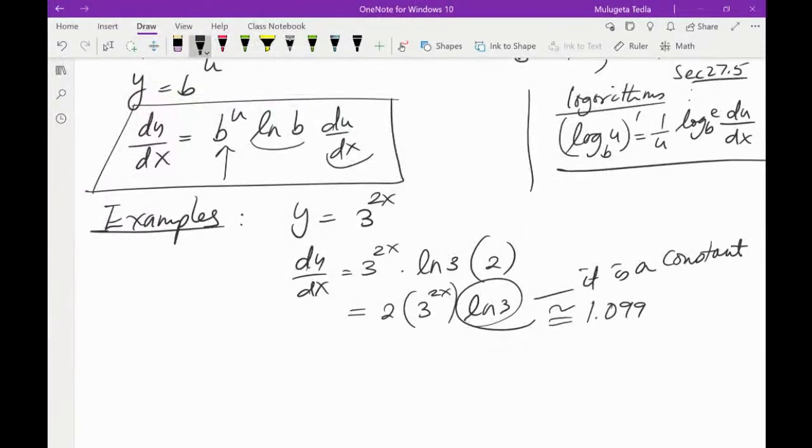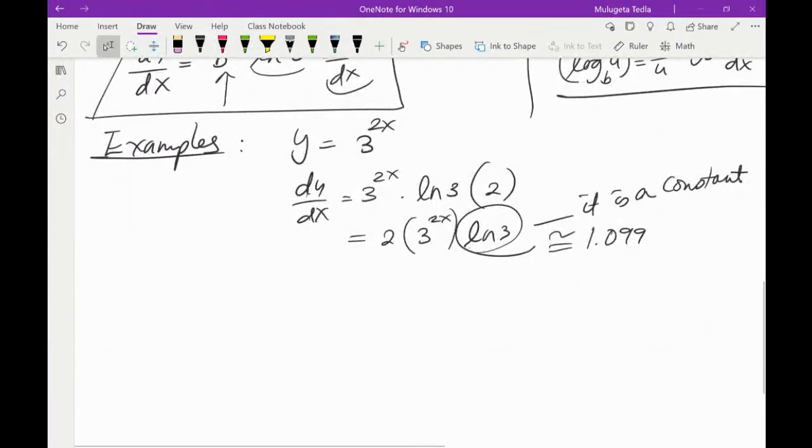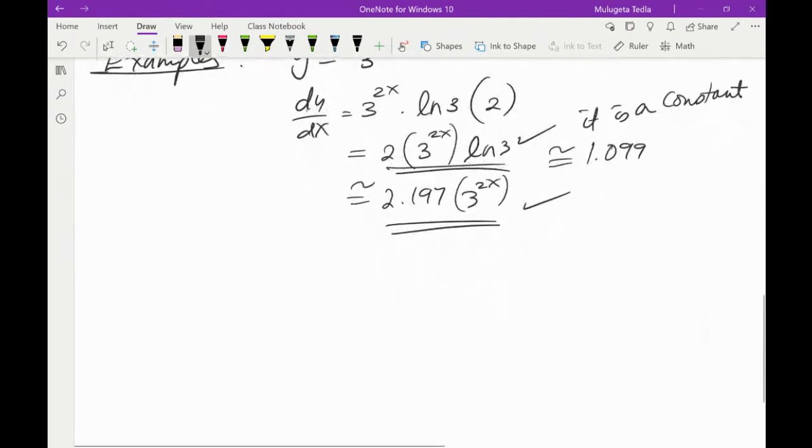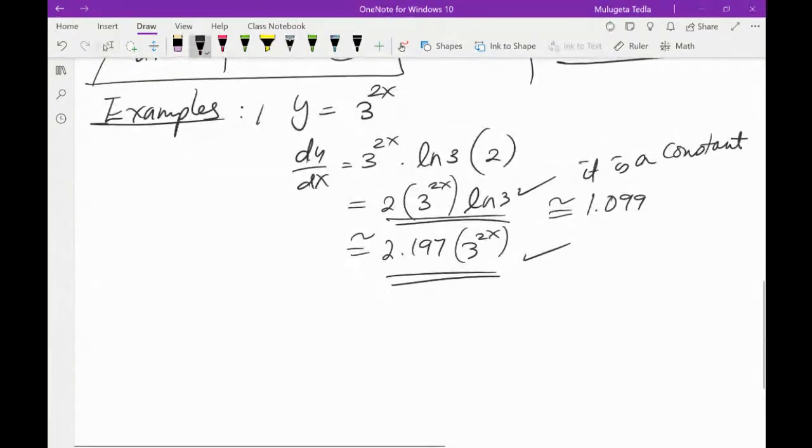So this is what happens. The product of 2 times ln 3 is approximately 2.197. The power of 3 to the 2x would be another answer. I will accept this, but this is also okay. Both of them are okay, right? So this is number 1.